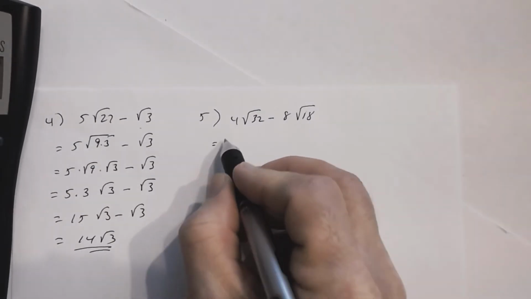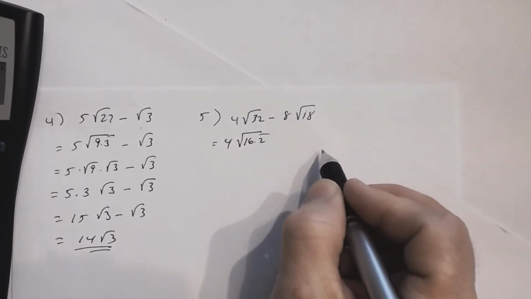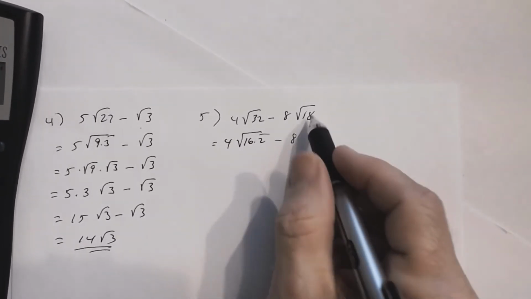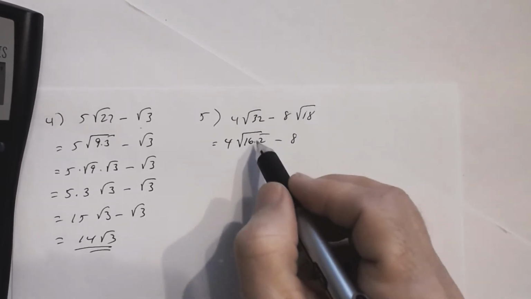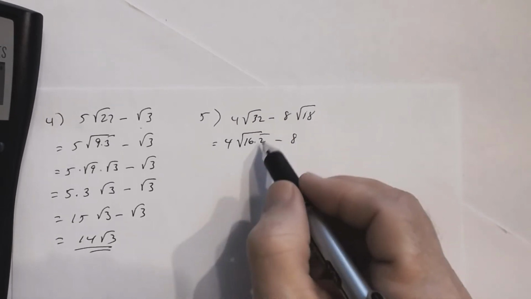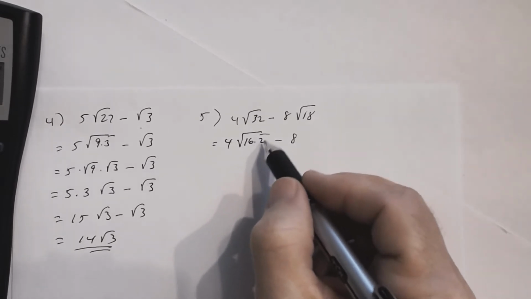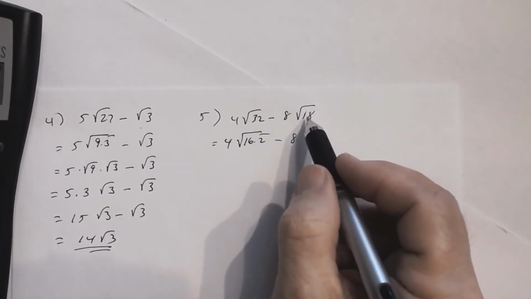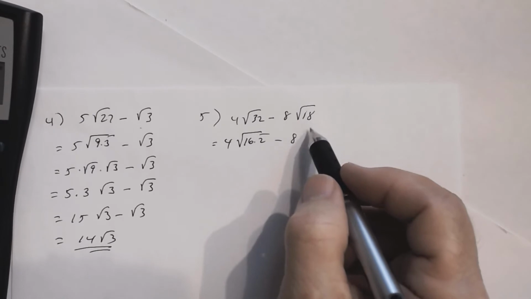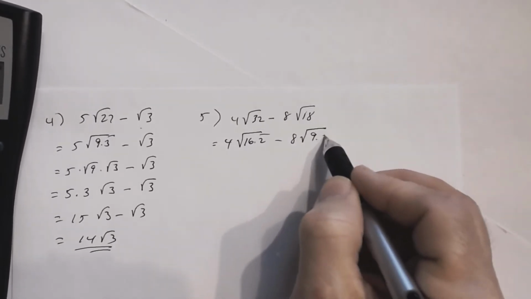So you're going to get 4 times the square root of 16 times 2, right? And then minus 8. And then for 18, you see this 2 right here? I would just check and see if I divide 18 by this 2, since the only perfect square that goes into 2 is 1, and then see if I get a perfect square. 18 divided by 2 is 9, so I get a perfect square of 9. So I'm going to rewrite this as the square root of 9 times 2.